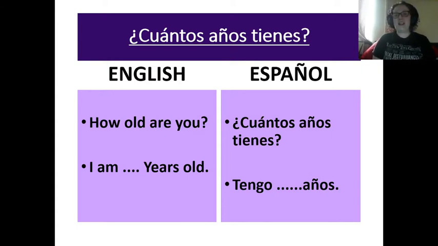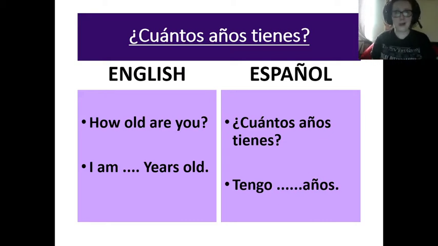So we would say in Spanish, ¿cuántos años tienes? ¿Cuántos años tienes? How old are you? And we would reply with tengo, whatever number we like, años. Now, can't really answer that question if I haven't taught you the numbers. So I think that's something important that we're going to need to do before we say how old we are, because if we don't know the numbers, we can't say how old we are.